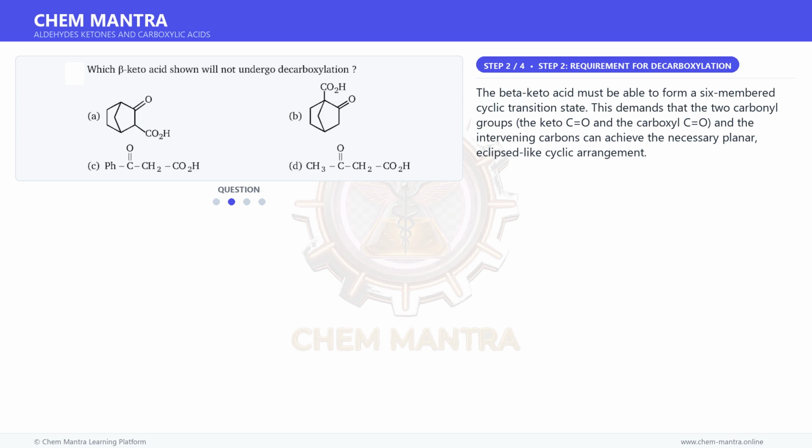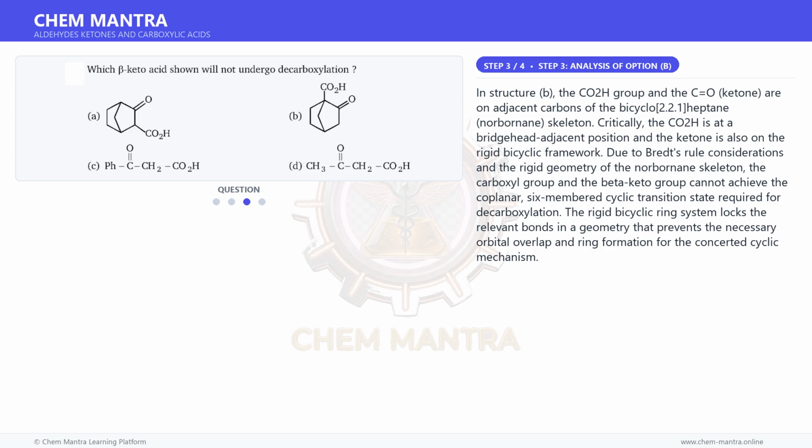The beta-keto acid must be able to form a 6-membered cyclic transition state. This demands that the two carbonyl groups, the keto C=O and the carboxyl C=O, and the intervening carbons can achieve the necessary planar, eclipsed-like cyclic arrangement. Moving on to the next step.